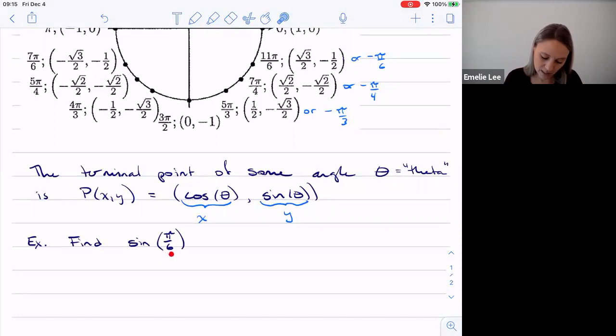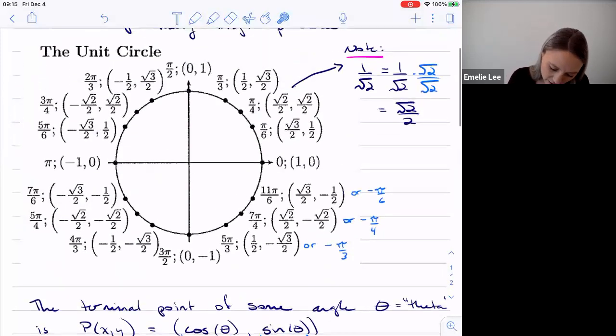So if we have to find the sine, well, sine is just the y value in the terminal point of pi over 6. So pi over 6, we see here, has a terminal point of root 3 over 2 and 1/2.